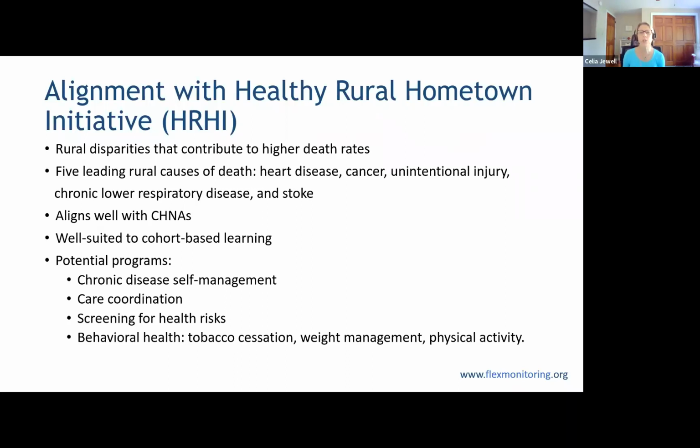Finally, efforts to engage critical access hospitals in addressing these issues align well with the Internal Revenue Service's tax-exempt hospital accountability requirements. And there's nothing in the State Flex Program Population Health Framework that prevents you from undertaking work that aligns with HRSA's plans to expand the Healthy Rural Hometown Initiative across other programs and funding streams.